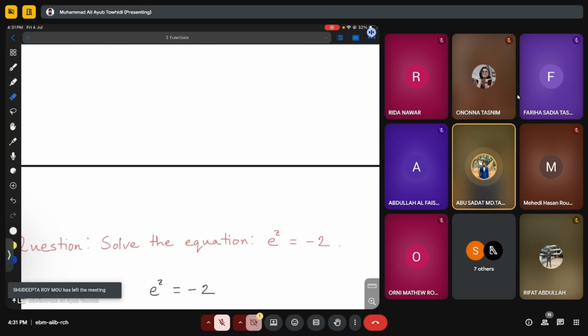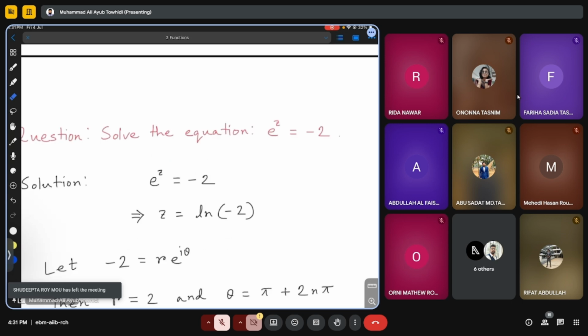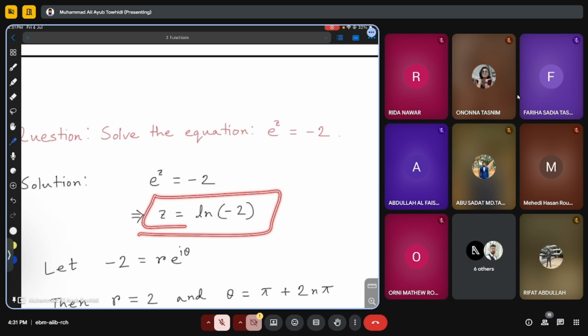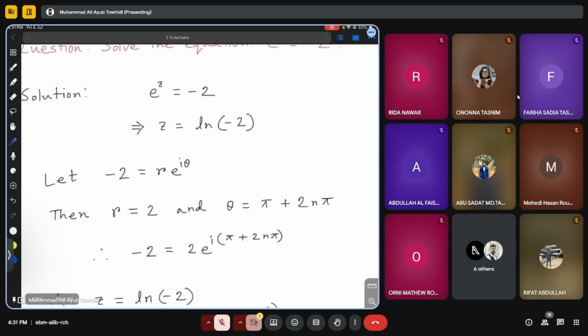We can take ln on both sides. Exactly. Z will become ln -2. Now, ln of something, a logarithmic function. Previously, we have seen whenever there is some logarithmic function involved, we try to take this number into its polar form. Then it becomes easy. So let's take the polar form of -2.